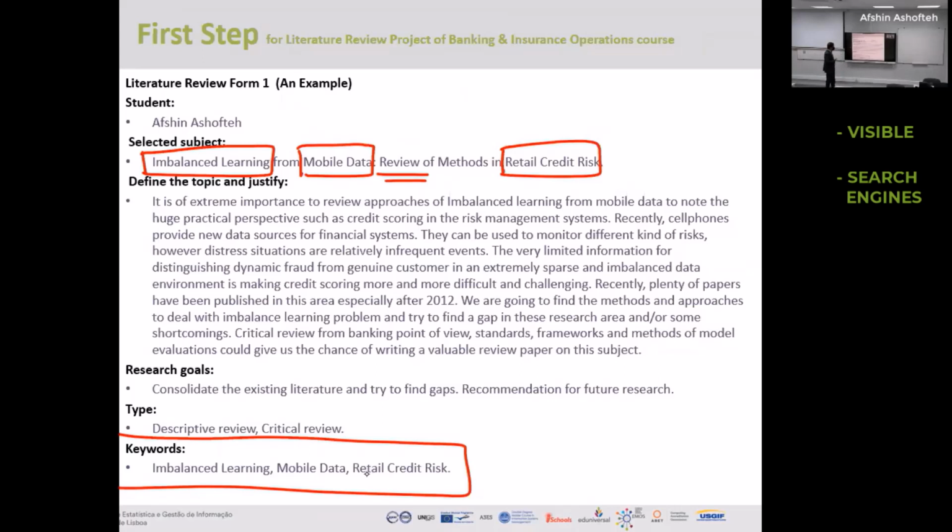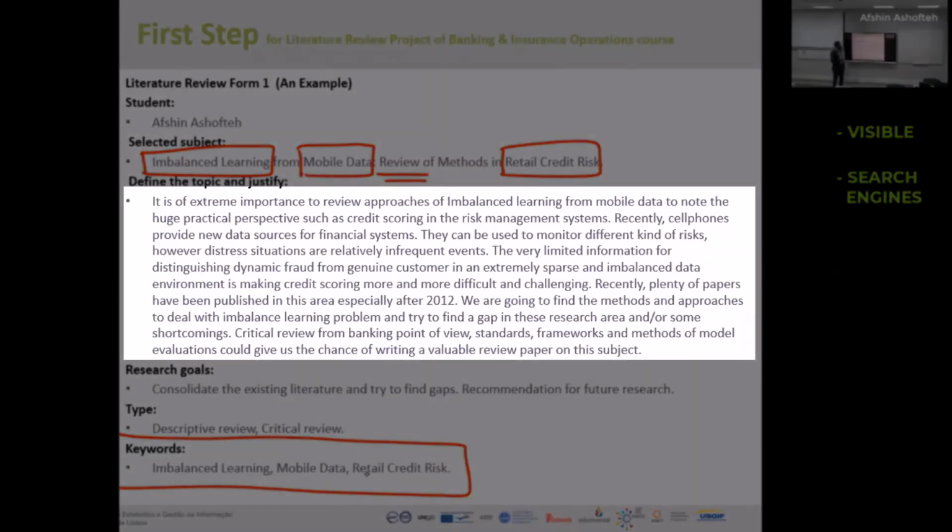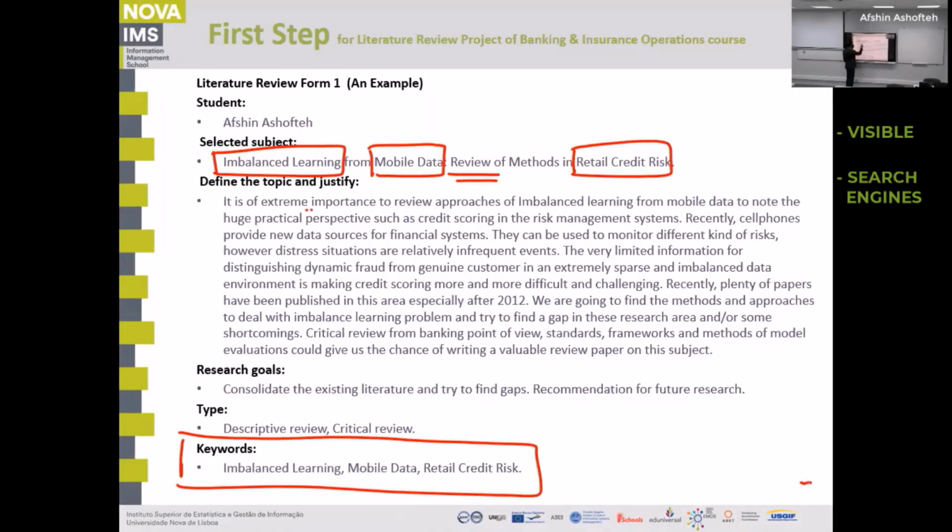Okay, so after that, we have to define the topic and justify it. And for this, we start with this sentence: it is of extreme importance to review approaches of imbalanced learning from mobile data to note the huge practical perspective, such as credit scoring in risk management systems. So first, we start with the importance of the study, okay? It's important to make a kind of motivation for the reader, right? Why your topic is important, why people should read your literature review.